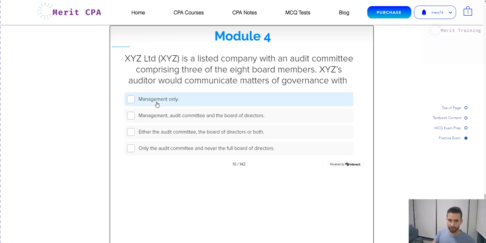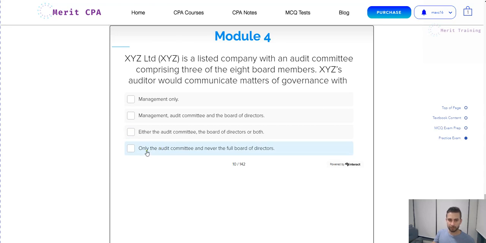So it's not A, and it's not going to be B either, because it's got management in there. So C says either the audit committee, the board of directors, or both. I mean, that seems like the most correct answer, because it says over here that depending on how big the issue is, you might want to talk to the audit committee, or if it's a big issue, they might want to talk to the whole board. So it depends on the importance of the matters. That's what it said in the notes. So that's what's reflected in C as well. So far that's the correct answer.